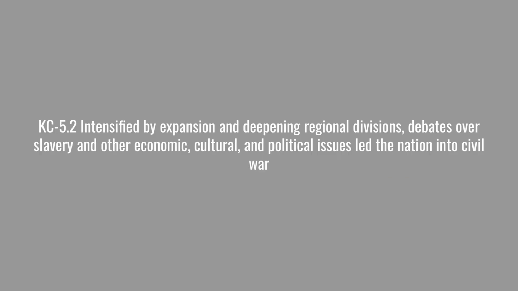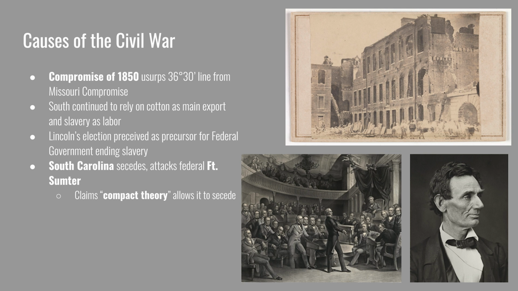The next key concept moves on to the major event in Period 5, the Civil War. It says, intensified by expansion and deepening regional divisions, debates over slavery and other economic, cultural, and political issues led the nation into civil war. The debate over slavery continued to grow because the country continued to expand its borders. Northern states wanted to keep slavery from spreading into places where it had not been practiced, and southern states wanted to keep allowing slavery in new states to maintain their balance of power in the Senate.